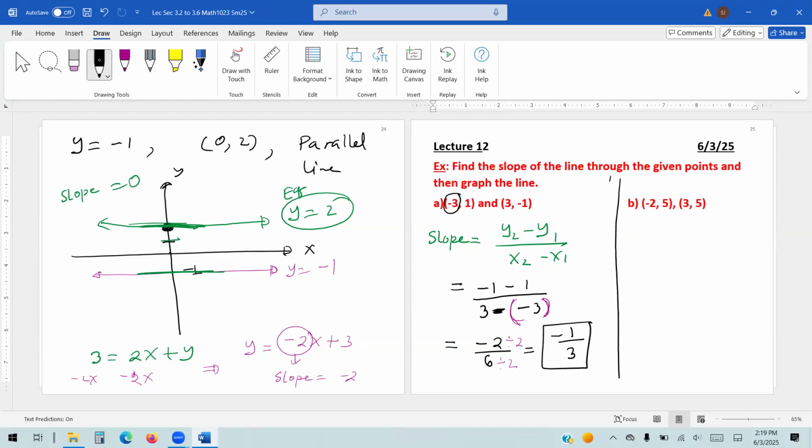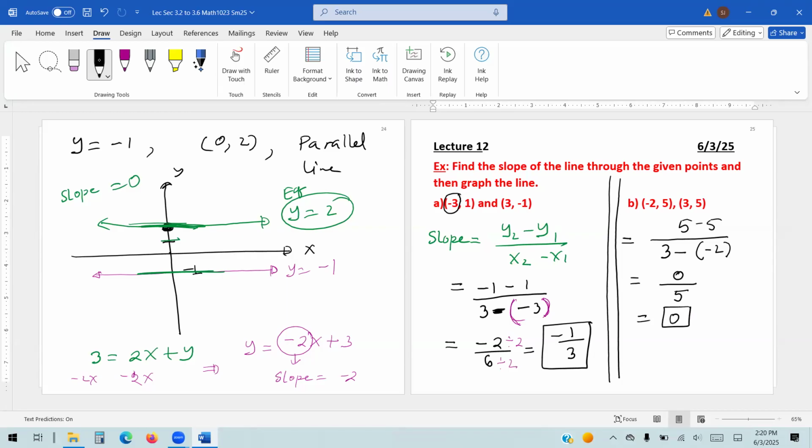Okay, the next one was interesting also. So, what minus what? 5 minus 5 on the numerator. And what minus what on the denominator? 3 minus negative 2. And what is 5 minus 5? 0. And what do you get in the denominator? 5. If you leave it alone, you're going to lose points in the exam. You must simplify. What is 0 divided by 5? 0.